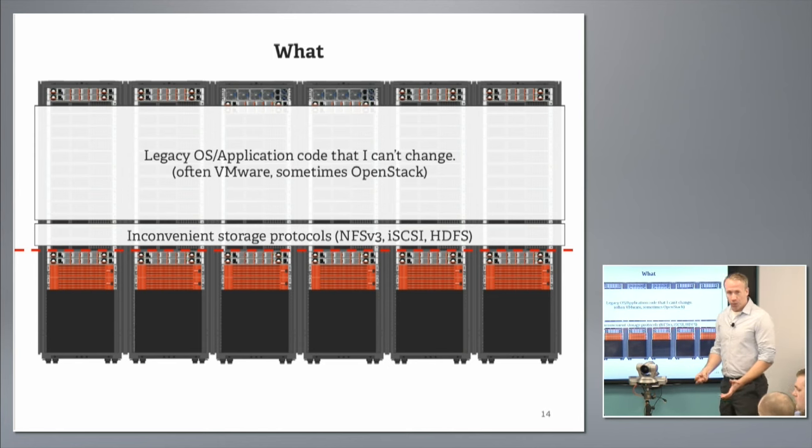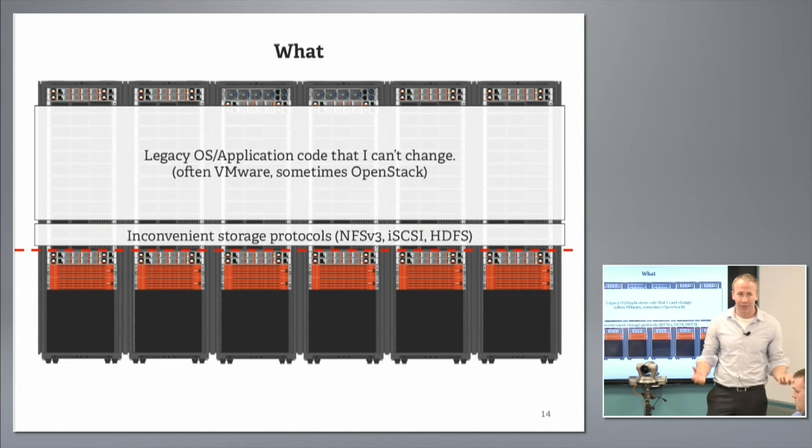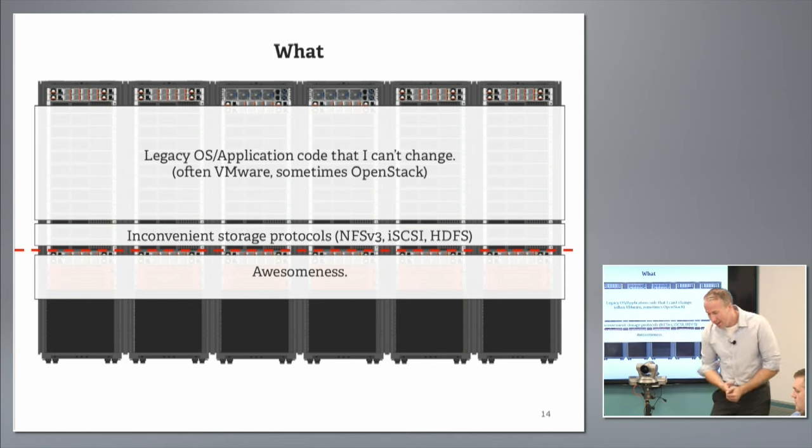Really inconvenient storage protocols in here, right? Things that are 20 or 30 years old: NFS v3, iSCSI and HDFS. All these things have newer versions that are supposed to be better, but are not getting deployed and won't be deployed for years because there are still these legacy clients. And so below this red line, I have to deliver awesomeness. This is my mission, and these are the bonds that constrain my ability to do it.